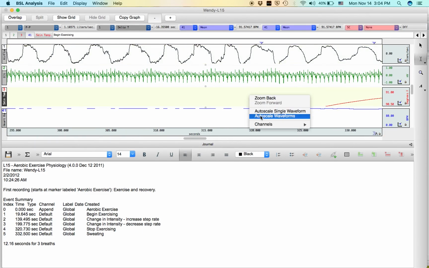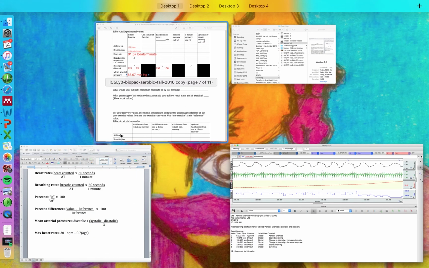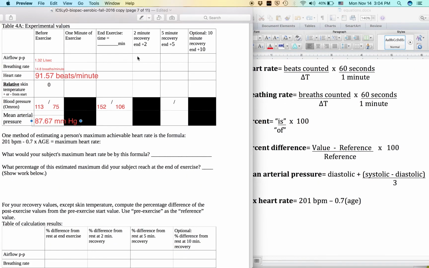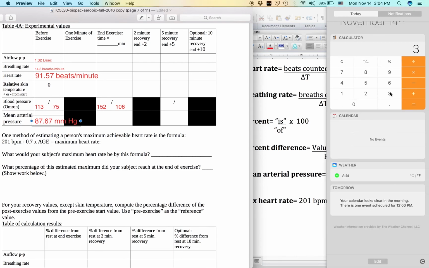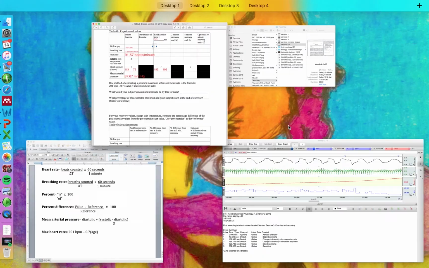320.7 seconds. Auto scale. Okay, so now we need airflow peak to peak, but first let's fill this one out. So that's 320 seconds divided by 60 seconds in 1 minute. So that's 5.3 minutes.